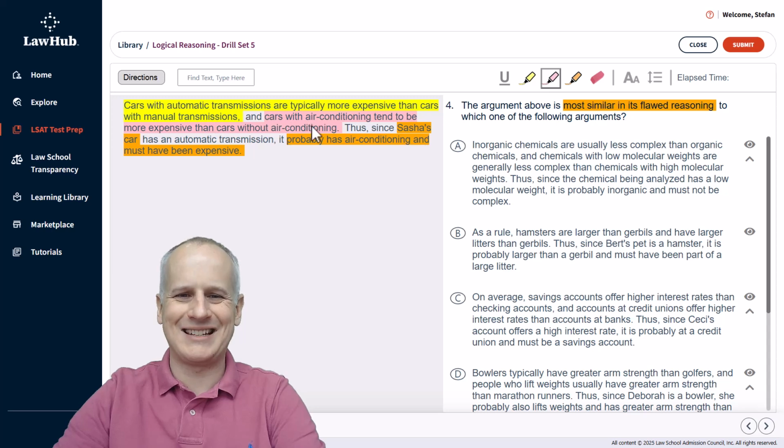But we can't link that to the air conditioning whatsoever, because just because both are more expensive doesn't mean that the two are linked. So there's that logical flaw that it doesn't have to have air conditioning, and "must have been expensive" goes too far as well. There are a lot of flaws in this argument. And remember, as we're working through the answer choices, we just need to find one piece that doesn't match as a reason to eliminate. And that's how you can go more expeditiously through this type of question.